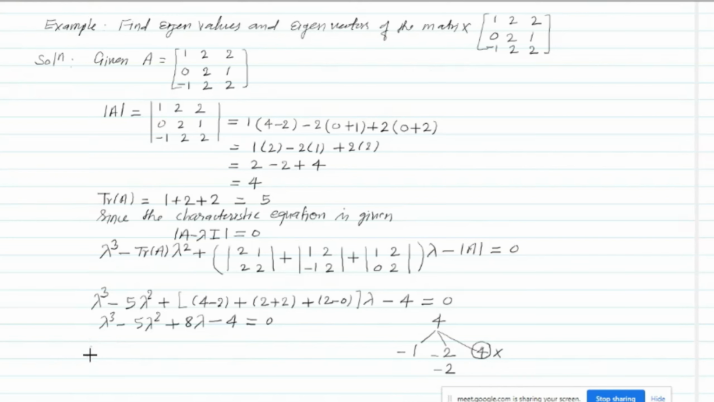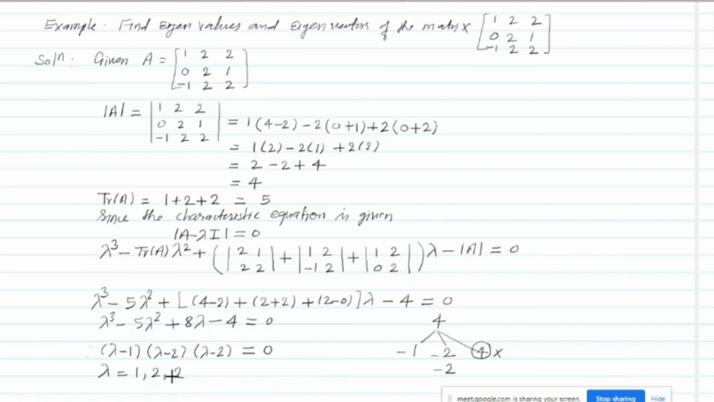So therefore we can write here lambda minus 1, lambda minus 2, and lambda minus 2 is equal to 0. So from this you will get lambda equal to 1, 2 and 2. So we have eigenvalues lambda equal to 1, 2, 2. How many eigenvalues are there, children? 3? It is not 3, it is only 2.